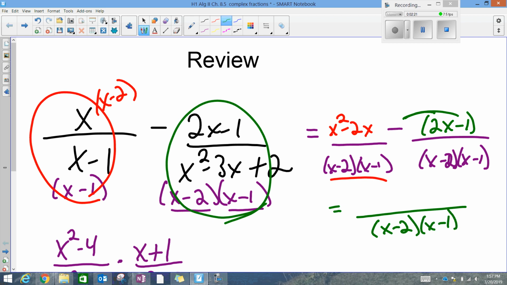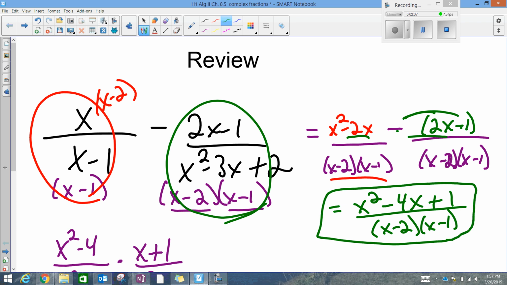Now I simply have to perform the subtraction. So x squared comes down, minus 2x gives me minus 4x, and minus a negative 1 gives me positive 1. So that's my final answer. I would want to look at it and make sure that I couldn't factor the numerator to cancel anything out, but it can't be factored because nothing multiplies to 1 and adds to negative 4. So we're finished.